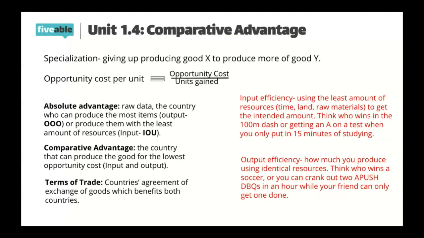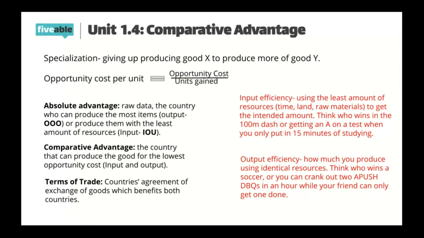1.4, I have found, trips students up a lot, and don't let it scare you. We're just going to carefully walk through this, and you'll have it before you know it. There's a couple of little curveballs they throw at you, and that's why you have to pay attention. So let's first give you a formula that you're going to need, and that's opportunity cost per unit.